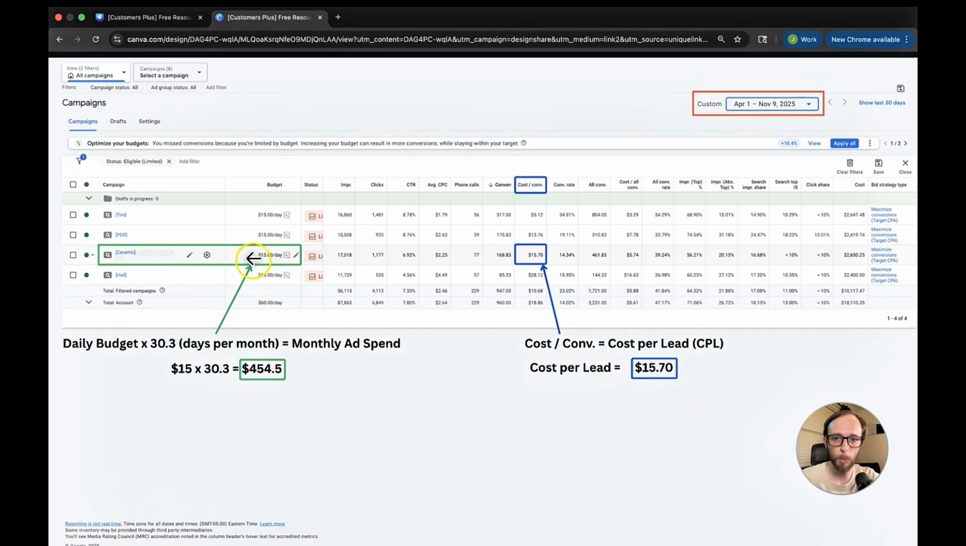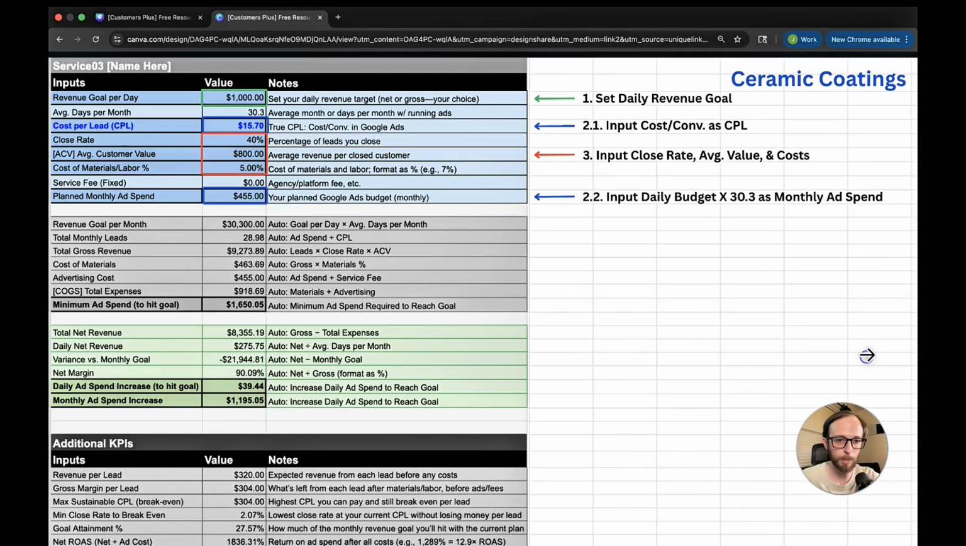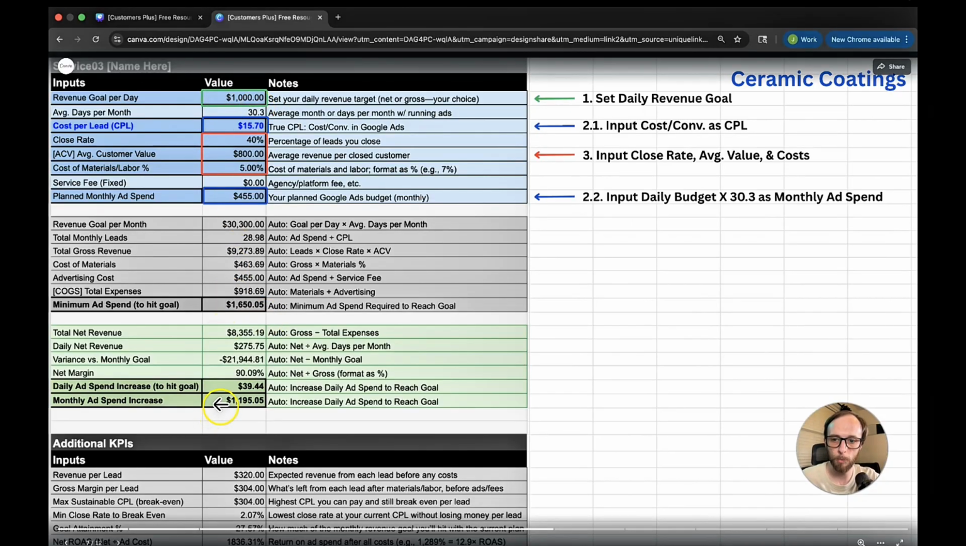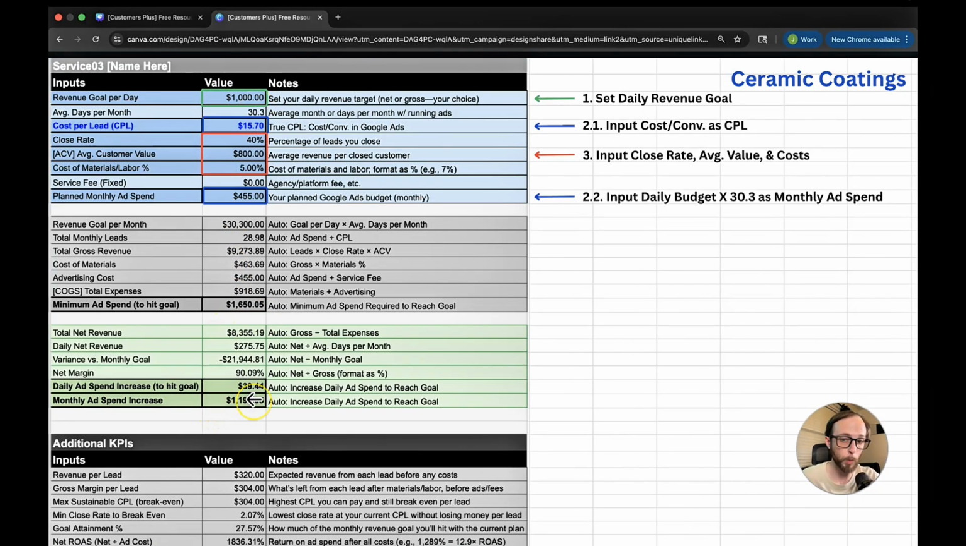And for the third and final example with this specific client, for ceramic coatings, same budget, cost per lead slightly higher here as well, $15.70. So you can see to reach our revenue goal of $1,000 per day, once again, we would need to increase our monthly budget by almost $1,200 this time, but it's immediately worth it. And this is a clear, simple way to see these numbers.